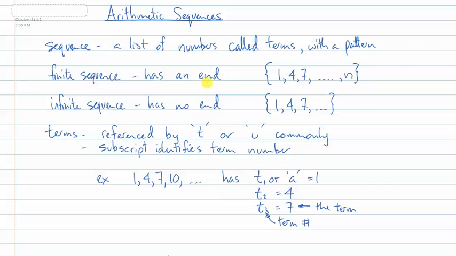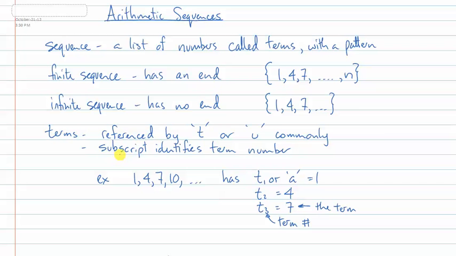Finite sequences have an end, like this set of numbers here, 1, 4, 7, and so on according to a pattern, ending with n. Or this one, 1, 4, 7, dot, dot, dot, meaning continue going. By the way, this bracket is called a set notation bracket, and it's used in math for a set of numbers. Terms are referenced by the symbol t or u commonly, although they can have other variables. These are the most common.